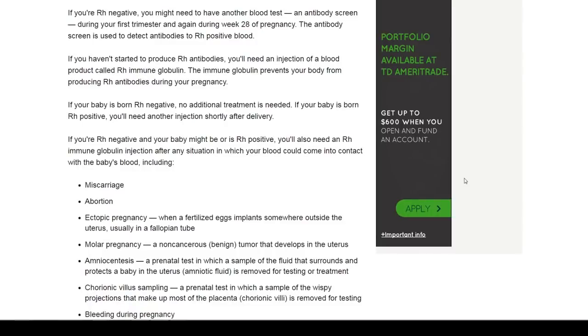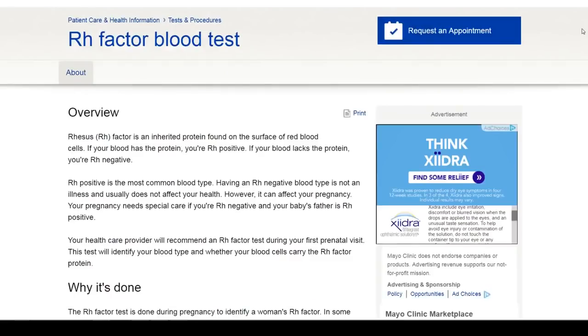So, today we're going to talk about something that is very fascinating. I mean, for me, it's extremely fascinating. It's the RH factor in the blood. Are you RH positive or RH negative? And RH stands for rhesus, as in rhesus monkey.